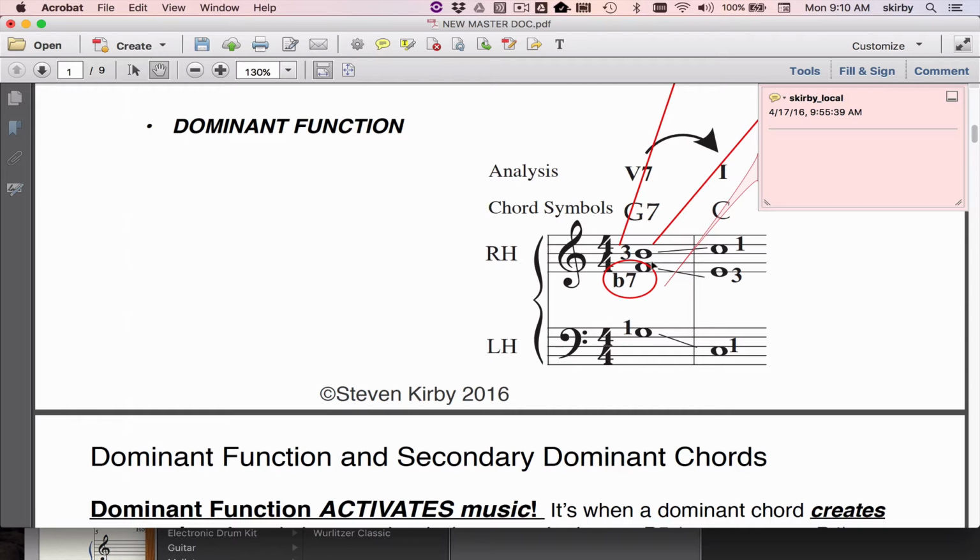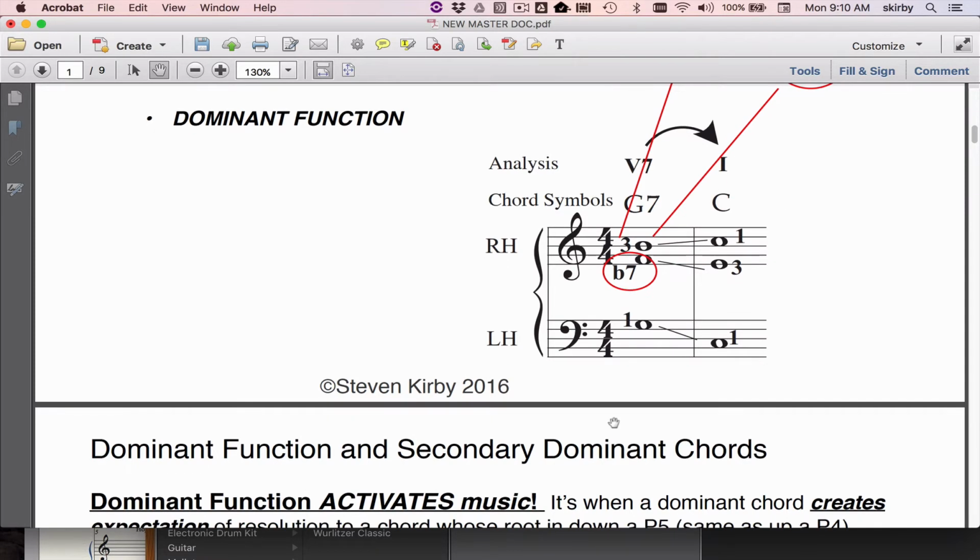So I just played exactly what's on that paper there. This energy is built up by the tendency tones and the 5 in the bass, the fifth of the key in the bass, and then it's released and we get dominant resolution. So to clarify our terms, dominant function is when a chord creates this sound, and dominant resolution is when it actually completes the sound by resolving in the expected way.